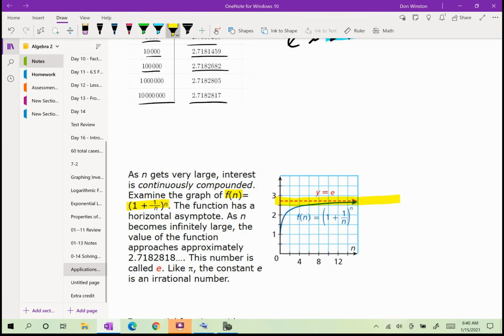As n becomes infinitely large, the value of the function approaches approximately 2.7182818, and I showed that up here. All right. This number is called e, like pi. The constant e is an irrational number.